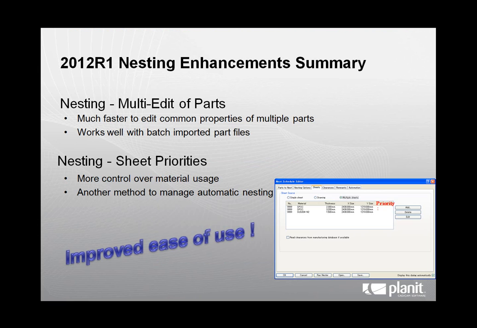So the 2012 R1 nesting enhancements include the ability to select and change nesting properties for multiple parts in the nest list simultaneously, which can accelerate the time it takes to get nests made in Radan. And the Sheet Priorities option is also now providing more control over which sheets get used first in the nest generation process.